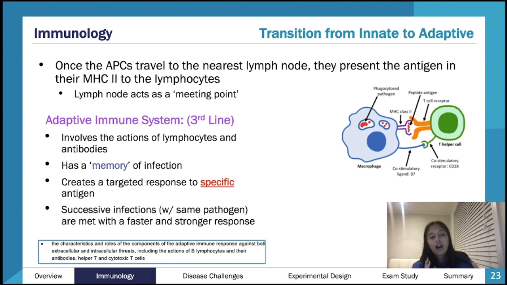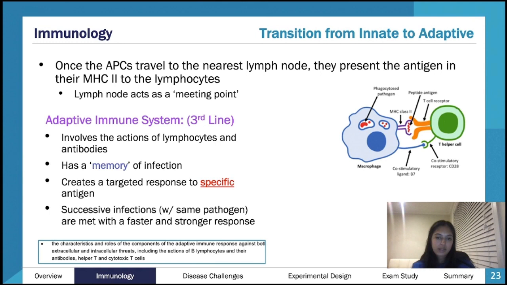Remember, an antigen is like a name tag. So now we're saying, okay, this is the Salmonella bacteria, this is E. coli, this is strep, whatever it is. We're giving this name tag and showing it to the T helper cell. The macrophage or the dendritic cell, the innate cells, is saying, we've tried our best, but we need something more targeted here. That's the idea that we're going with.